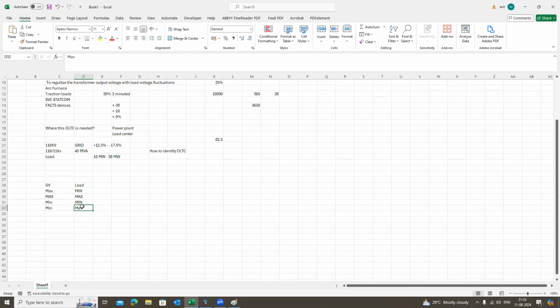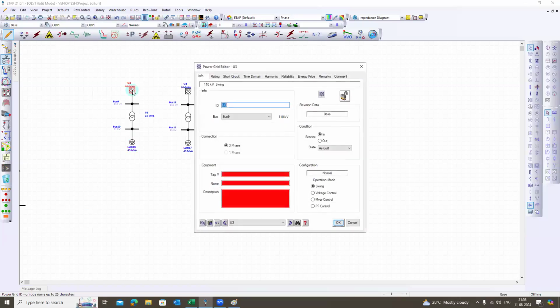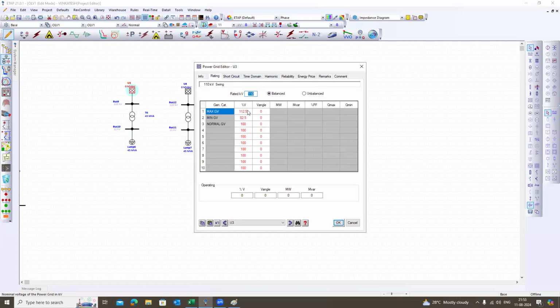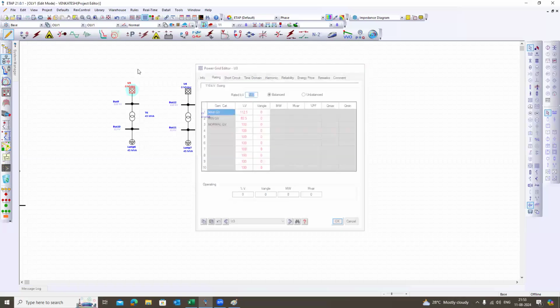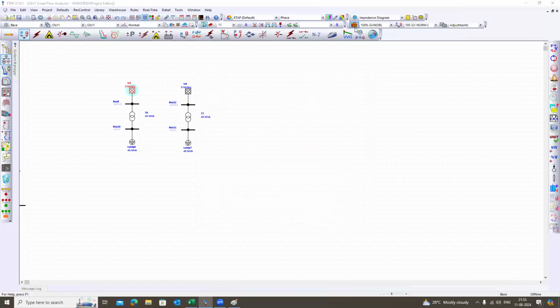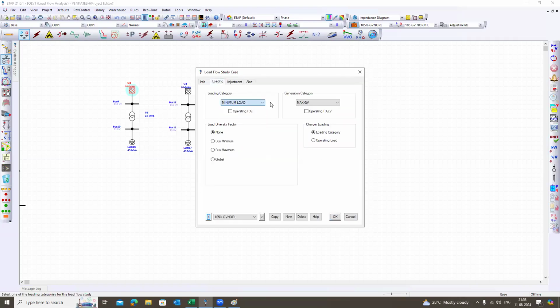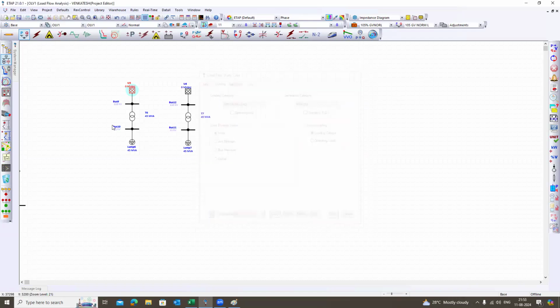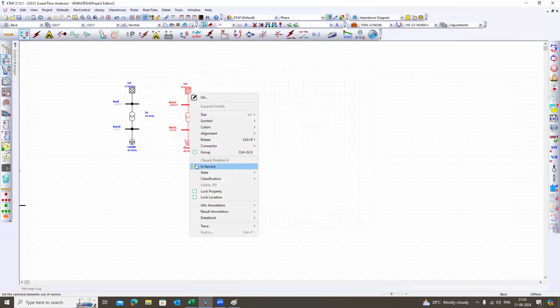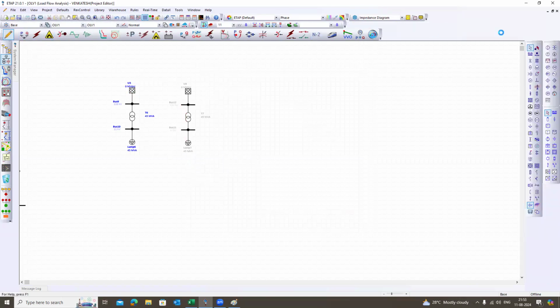Now, what we are doing here is the same cases. One is the grid voltage is maximum. So for that, I am selecting the maximum grid voltage condition here. Loading: the grid voltage is maximum and the load is minimum. I am keeping this aside just to understand. Now run the load flow here.